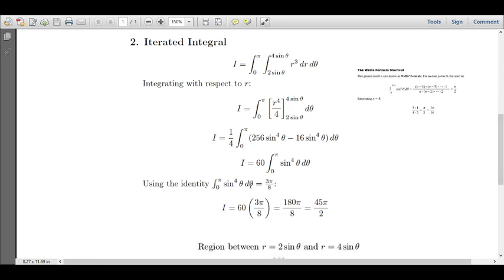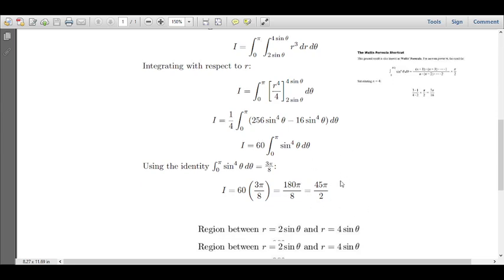Now if you multiply this here, 120 into 3 pi by 16, it becomes 45 pi by 2 after evaluating that.